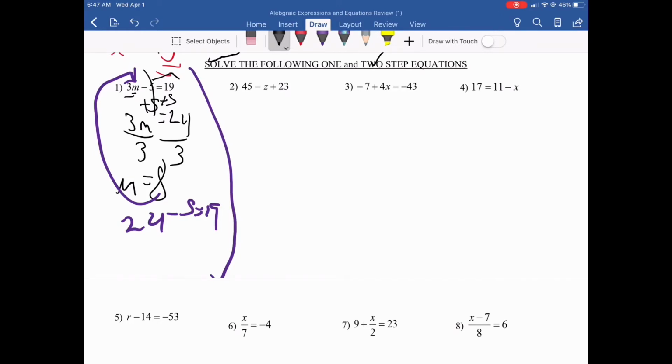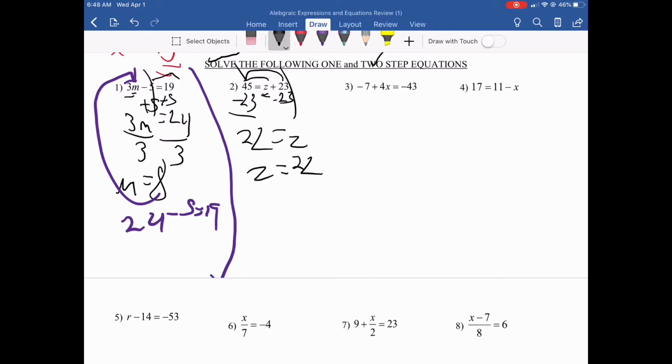So, 45 equals z plus 23. Again, you want the z by itself. This is a simpler one. All I do is move this over there. To do that, we're going to do the opposite. Cross it out. -23. 45 take away 23 is 22 equals z. So z equals 22. First two, easy, fun, right?